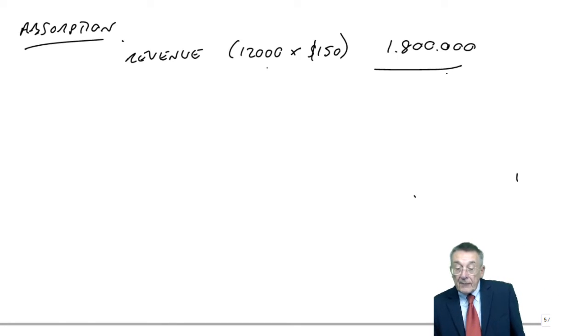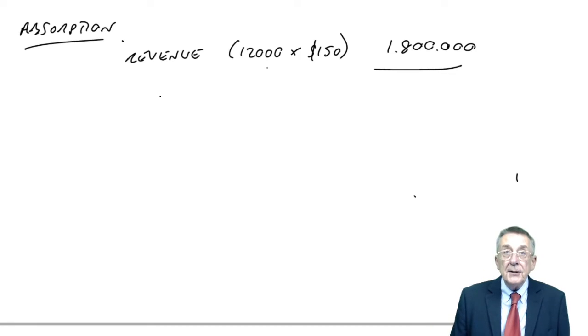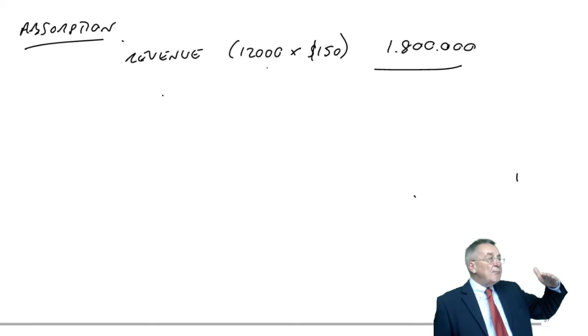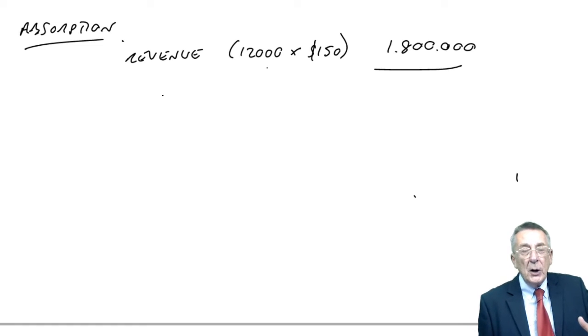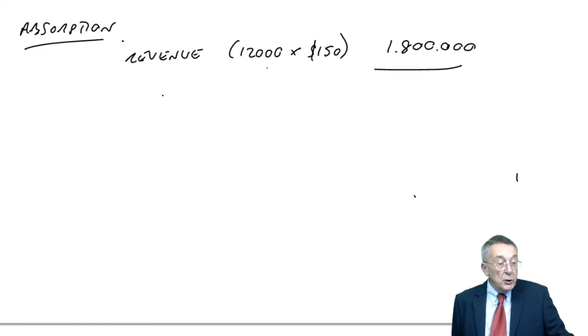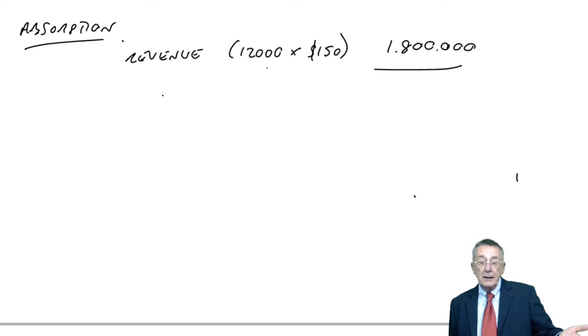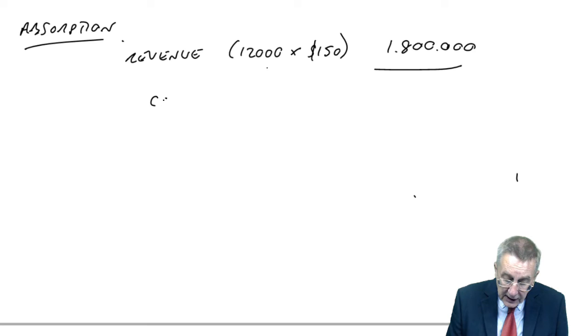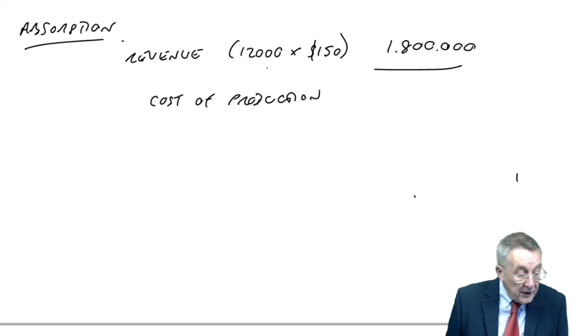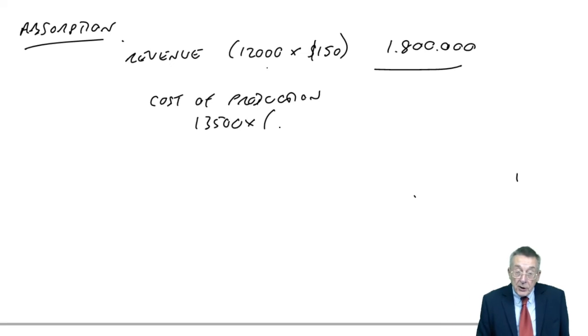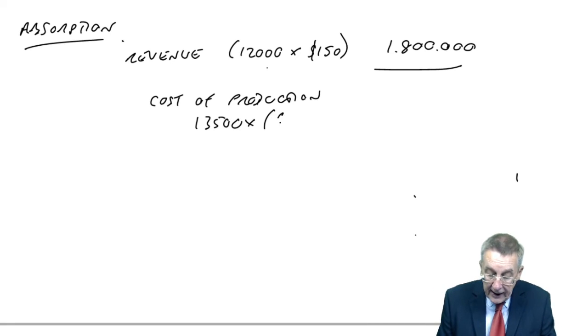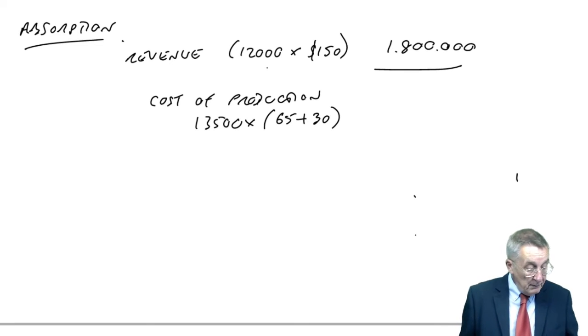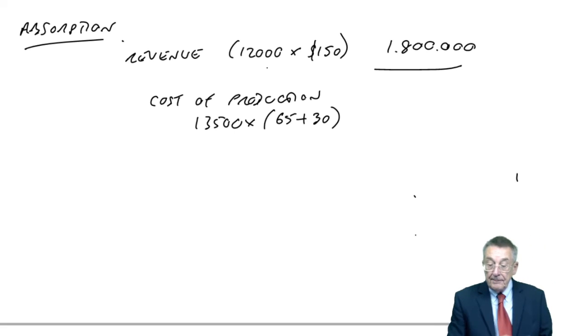To get the profit, we need to subtract the cost of sales, and the cost of sales will be the cost of production less the closing inventory. Now I'm going to assume there was no opening inventory, and so the cost of production, they're producing 13,500. Under absorption costing, the cost per unit is the variable 65 plus the fixed 30. So 95 a unit.